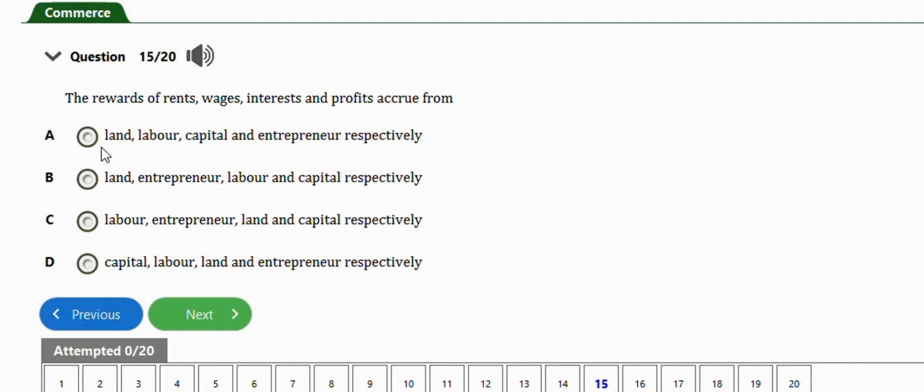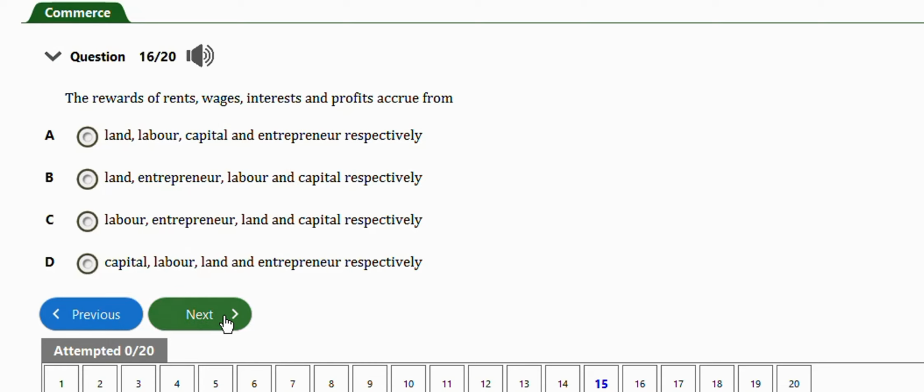Next question. It says the rewards of rent, wages, interest, and profits accrue from which factors? The reward for land is rent. This is correct. The reward for labor is wages. The reward for capital is interest. The reward for entrepreneurship is profit. So the right answer is option A, the one that matches what we have in the question respectively. These are the respective rewards.